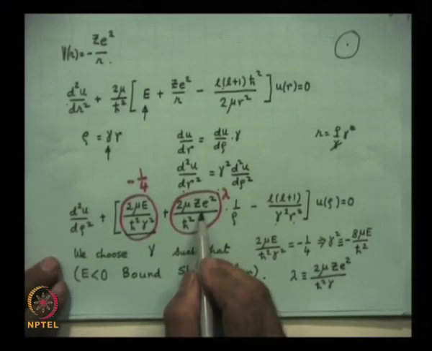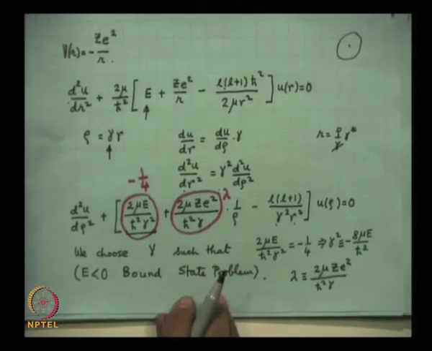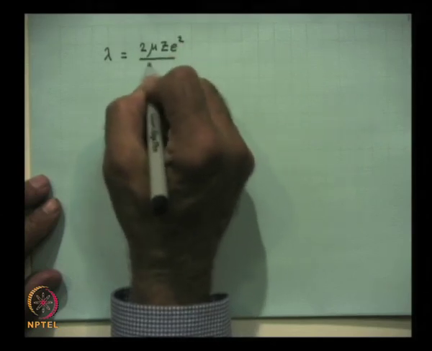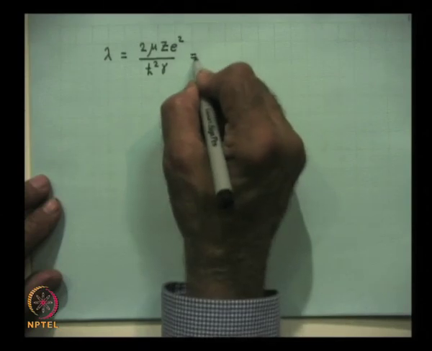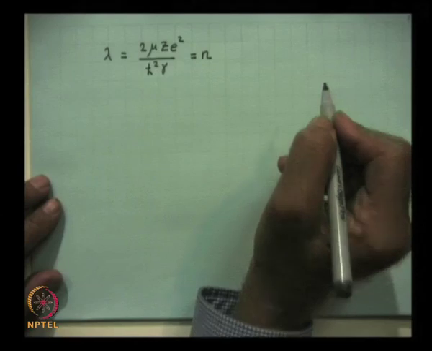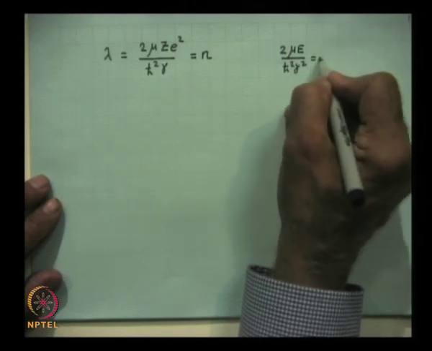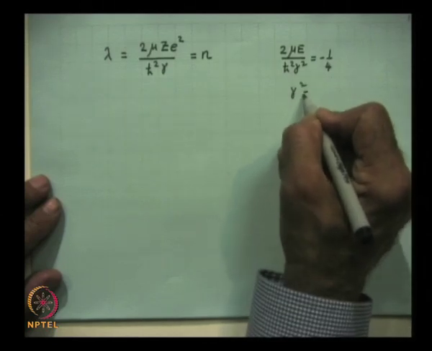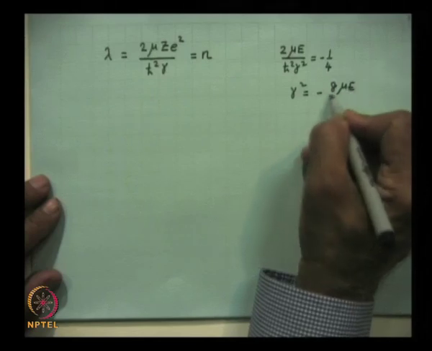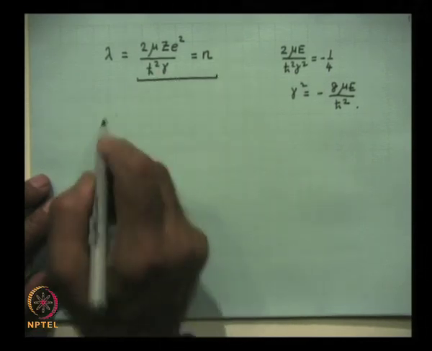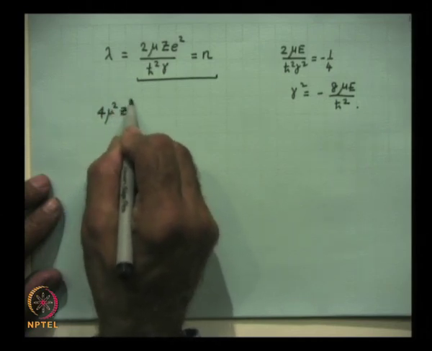And if you recall that lambda was equal to 2 mu e square by h cross gamma. So, we write this down as, please see this, lambda was equal to 2 mu z e square by h cross square gamma. This must be equal to n, and 2 mu e by h cross square gamma square we had put equal to minus 1 by 4. So, gamma square was equal to minus 8 mu E by h cross square. So, if I square this, it is very easy: 4 mu square z square e to the power of 4.